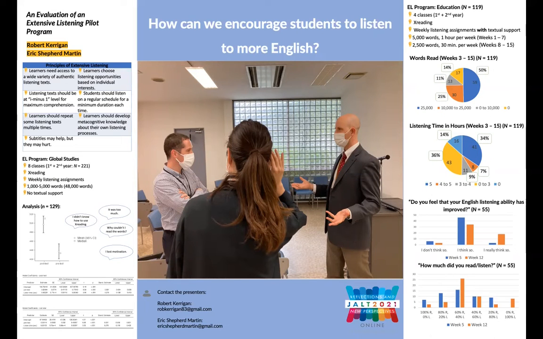And so in this part of the presentation, I'd like to introduce the extensive listening program. So we introduced this program into the Global Studies Department in the second semester of 2020. And so this department is essentially the English department. So students in first year must take 4 classes of English per semester, and second year students take 3 classes per semester. Student proficiency levels vary considerably.